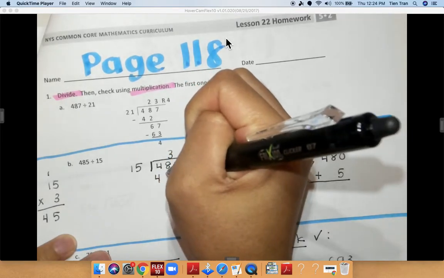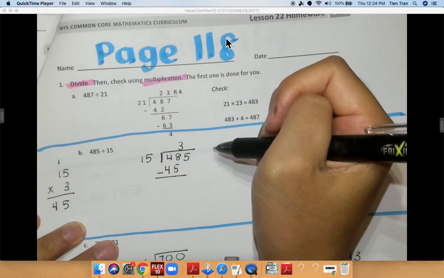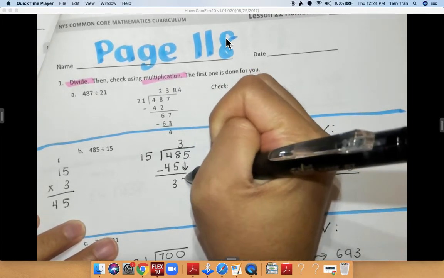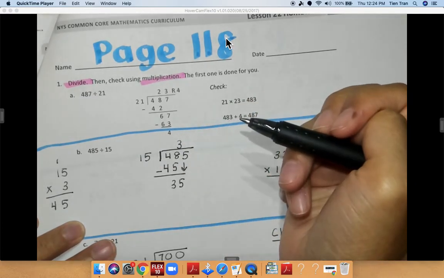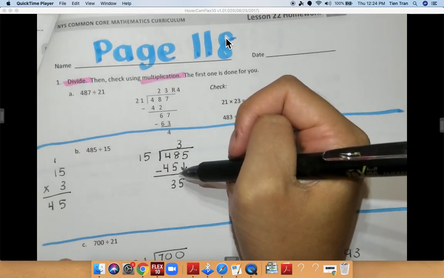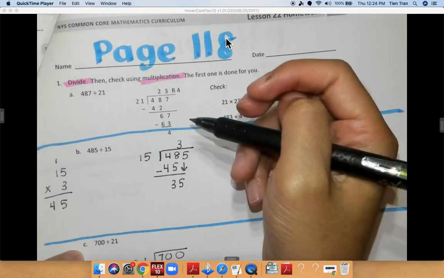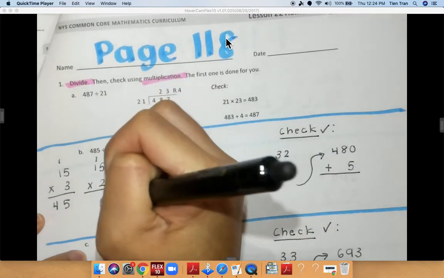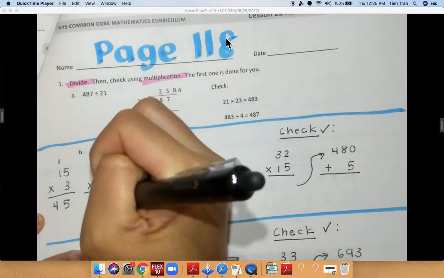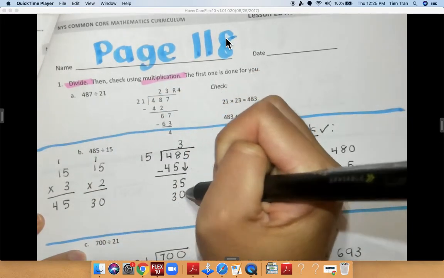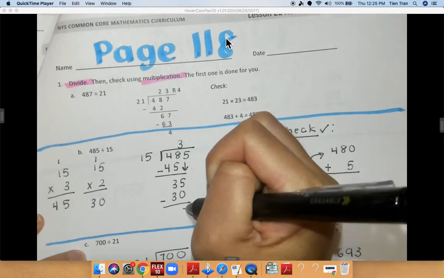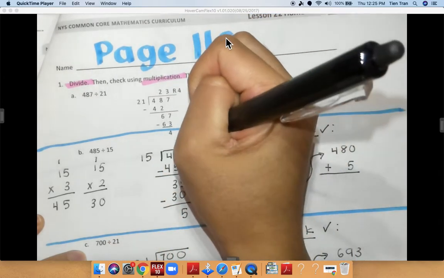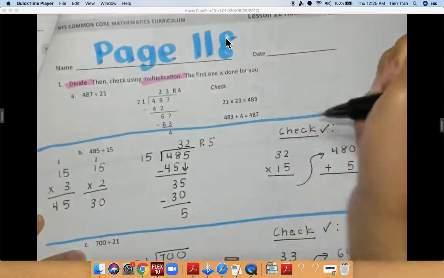So we get 45. Now I am going to subtract 48 minus 45. 8 minus 5 is equal to 3. Bring down your 5. Figure out how many times can 15 go into 35. I know that 15 times 1 is 15. 15 times 2 is equal to 30. 5 times 2 is 10. 2 times 1 is 2, plus 1 is 3, so I get 30. 5 minus 0 is equal to 5. 3 minus 3 is equal to 0. I don't have to write that down. So that means that my quotient is 32, remainder 5.